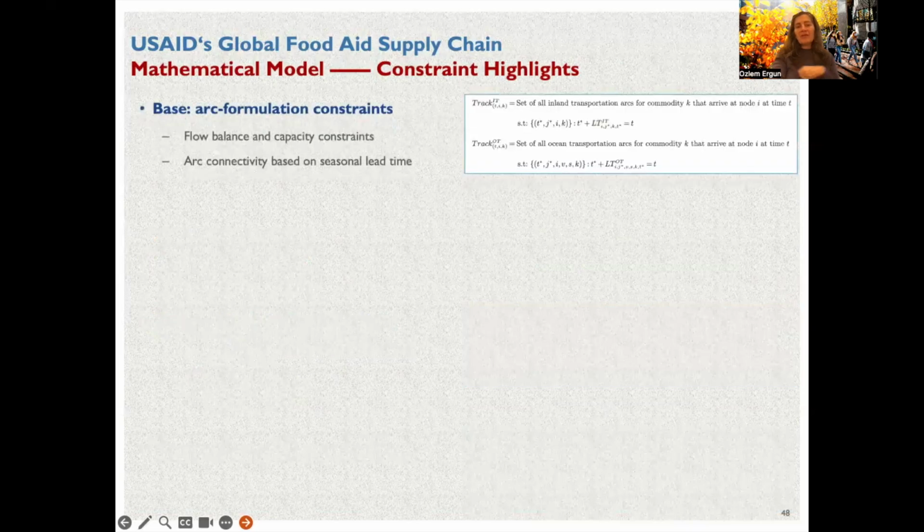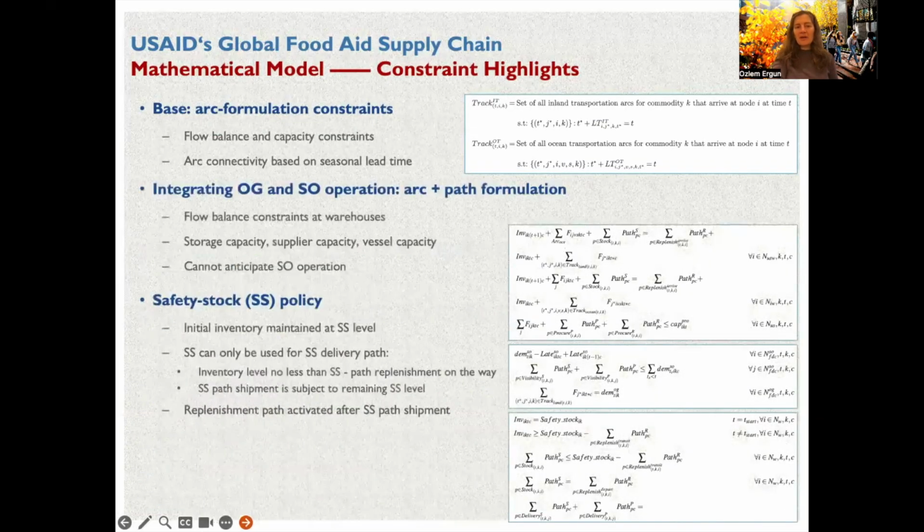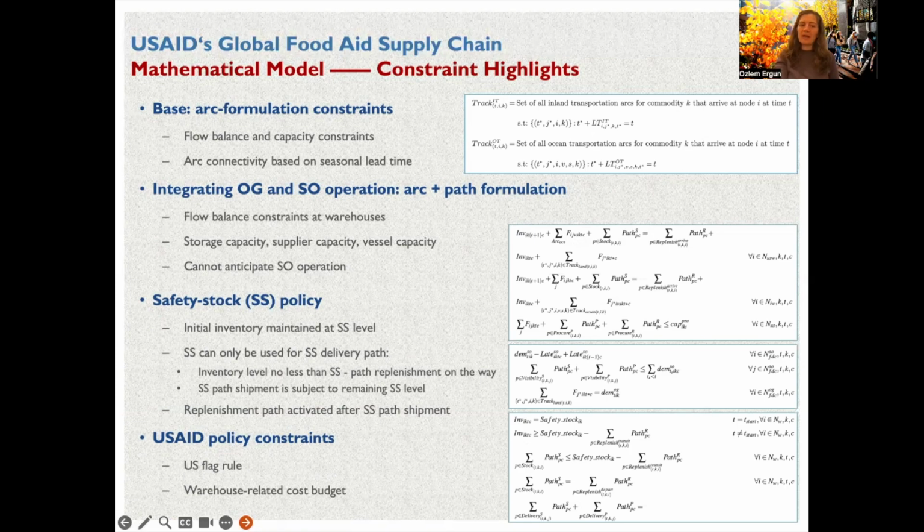So in terms of the constraints, we had the regular network flow type of constraints, and as I said, we now had this mixed model where we had arc variables that represent the operations for ongoing response, and then path variables that represented the operations for responding to sudden onset events. And then we had to build these safety stock policies in terms of making sure that whatever was in the safety stock got actually replenished every so often. And then we also added the other USAID policy constraints, such as the US flag rules, and then some budgetary constraints for actually opening up warehouses.